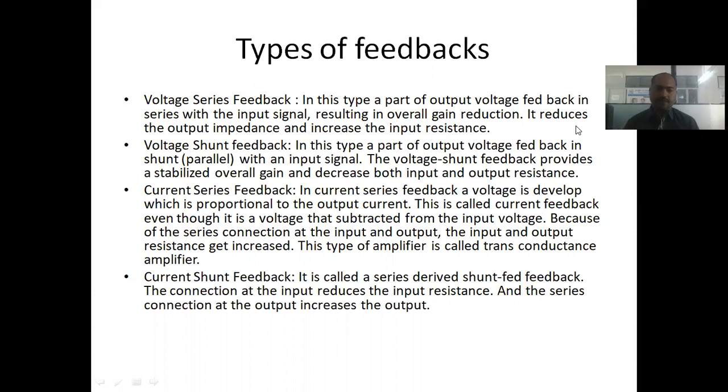So we are discussing voltage shunt. When we use voltage shunt type of feedback, it stabilizes the overall gain, right? So it stabilizes the gain, and the input and output impedance also reduce. Where there is a requirement for reduction of the input as well as output impedance, in that case we use voltage feedback, and it also stabilizes the gain, right? So a voltage feedback amplifier is used for that application.